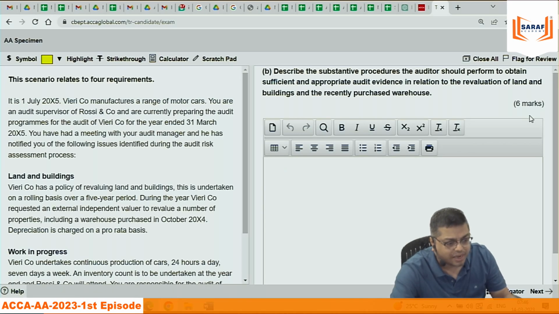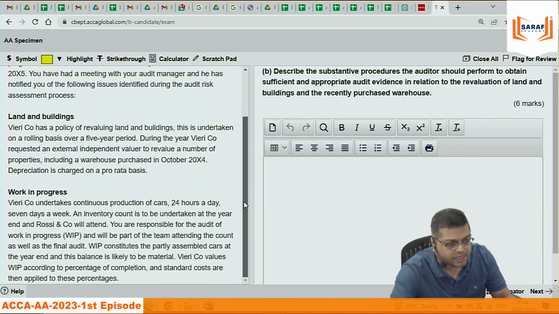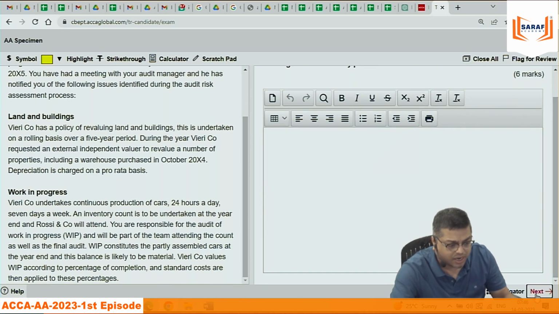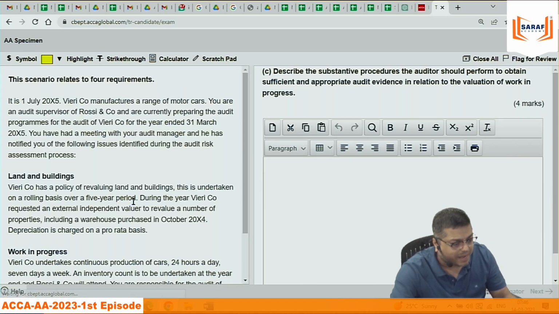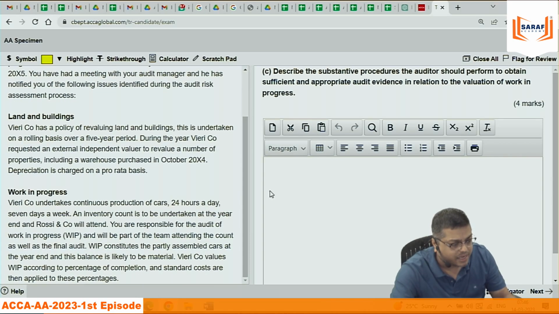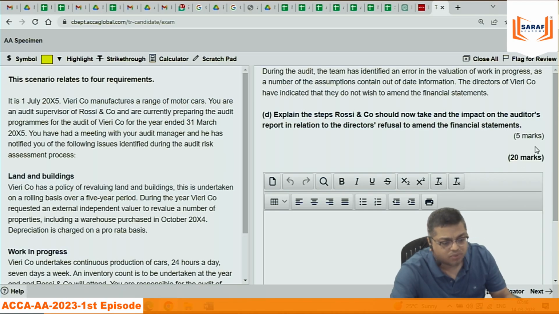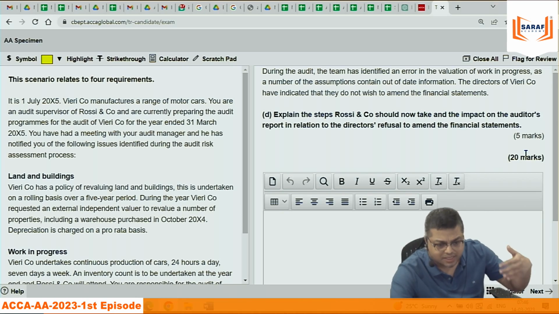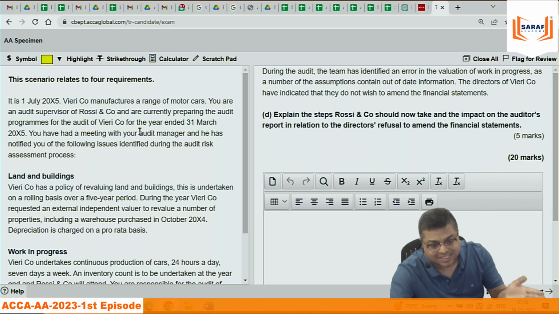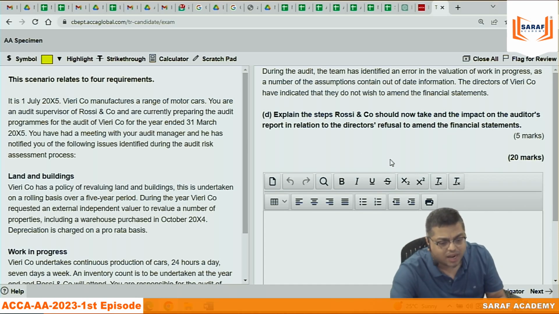Then based on the same scenario, there is another question of 6 marks. All are theory. And based on the same scenario, another question of 4 marks. I think 20 is not yet done. And then based on the same scenario, the 5 marks, total 20 marks. So everywhere, whether it's a multiple choice or an essay type question, scenarios are there, and based on the scenario, we are asked questions.